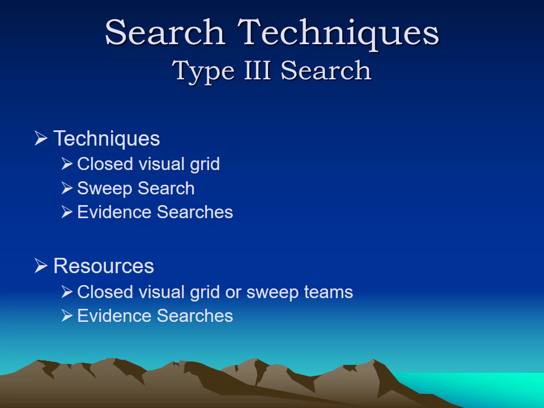The Type 3 search techniques include close visual grid, where searchers are close together with overlapping visual areas between searchers, so it is highly unlikely that any clue between searchers would be missed, and sweep search, meaning the team thoroughly sweeps through an area. The Type 3 search is typically used whenever an evidence search is done. The resource of the Type 3 search are teams that have been trained to do close visual grids or sweeps of areas, or trained in proper procedures when involved in an evidence search.